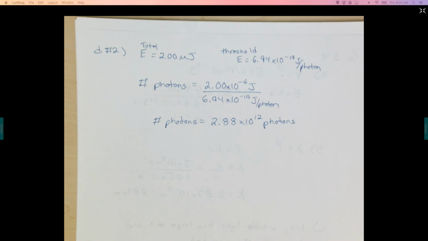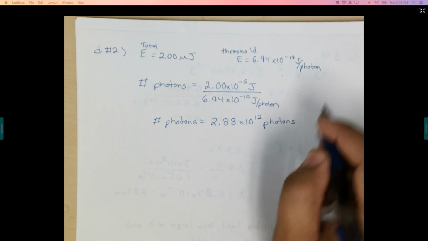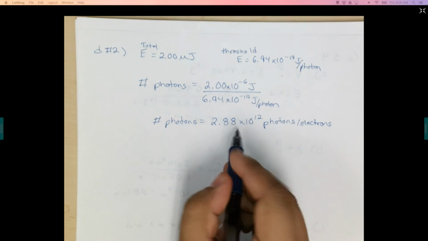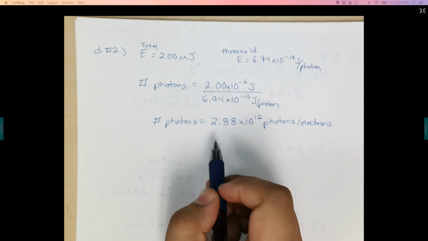And remember, photons are singular electrons, same thing, photons, electrons. And here is the number. This is a lot of photons that are ejected.